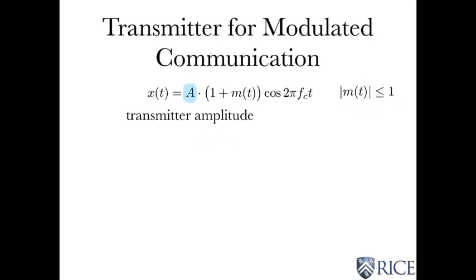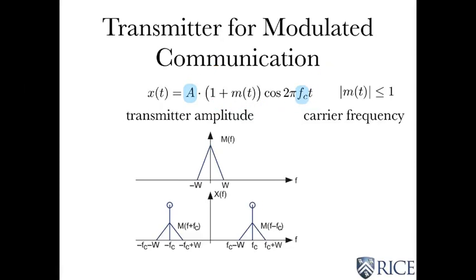The transmitter provides a gain, usually A is a big number, and multiplies by a cosine at what's called the carrier frequency. And so the idea is that the cosine here is carrying the message. And so FC defines the characteristics of the transmitter. So how much power is radiated is determined by A, and what frequency range is used is determined by FC. So it's easier to understand what's going on here by looking in the frequency domain.